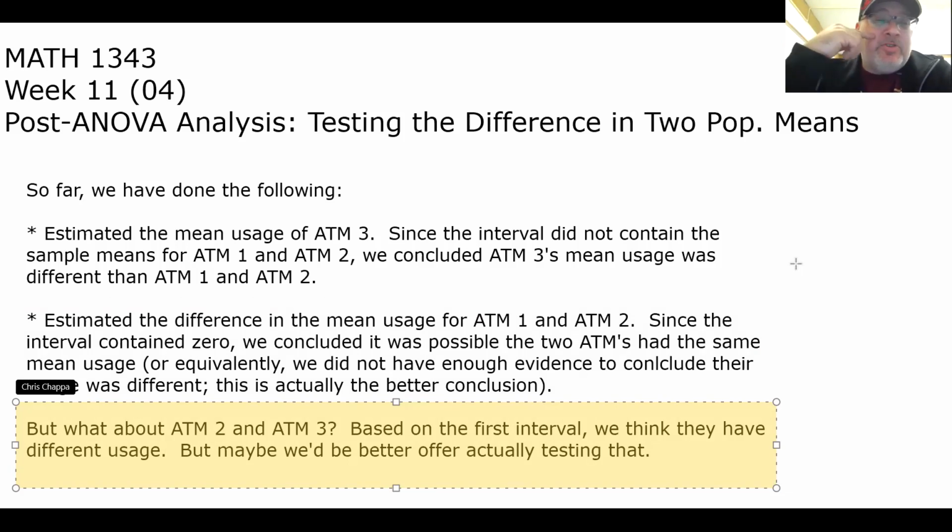But what about ATM 2 and ATM 3? We have some evidence based on the first interval that they had different usage, but maybe we actually better test the two against each other. So our third and final post-ANOVA analysis process, if you will, is going to be testing the difference in two population means, which again, we've done already when we reviewed some statistics 1 material in this class. But this one is post-ANOVA, meaning that we're going to use the results from the ANOVA to pull off this hypothesis test.